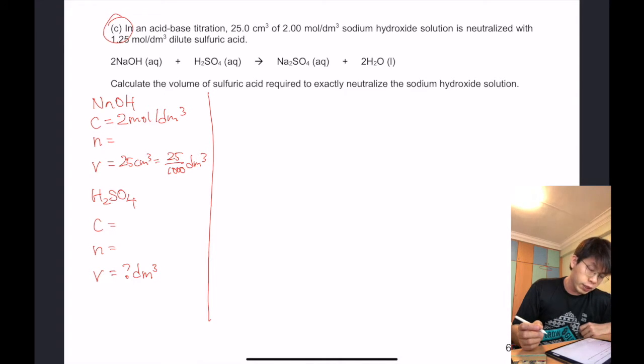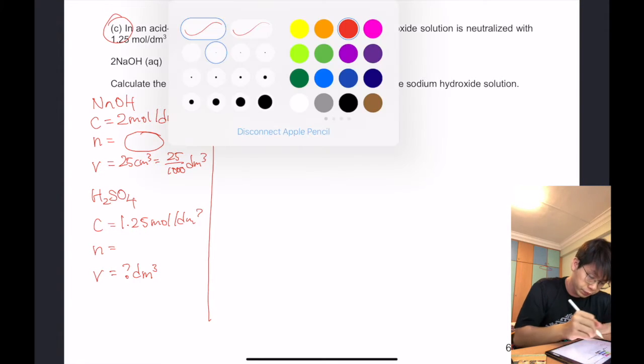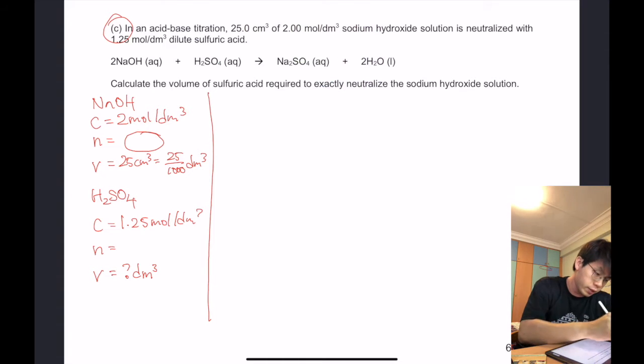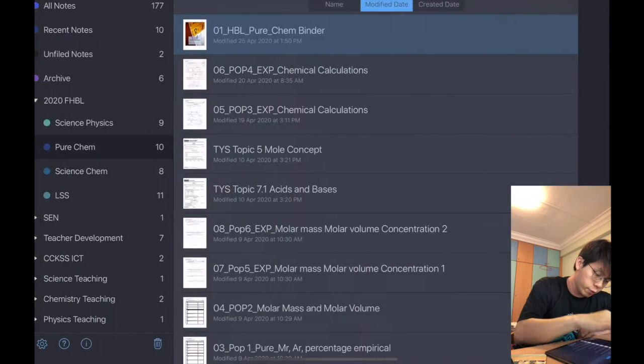Anything else that I'm given? I'm given the concentration of sulfuric acid over here, and that would be 1.25 moles per dm³. As you can see, it sets us up very nicely. I need to find the number of moles and connect it with the number of moles over here. Okay, let's see, the pen got a problem.